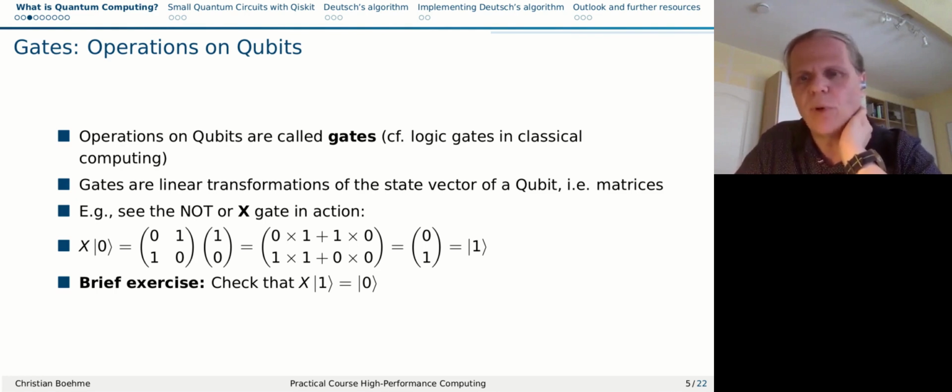Yeah, that's actually our 1 state, as described on the previous slide. So that's all there is to do to apply the NOT to our qubit. As a brief exercise, maybe for a few seconds, just do the same thing and apply this matrix to the 1 vector, which would be 0, 1, and see that you get 0 out of it. I'll wait a few seconds until you have done that on the paper or in your head, as you like.